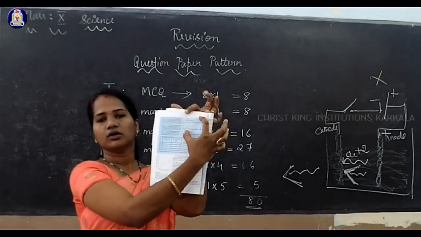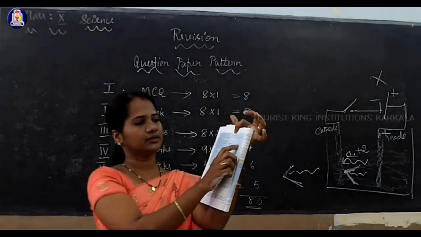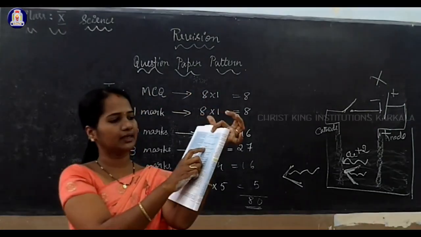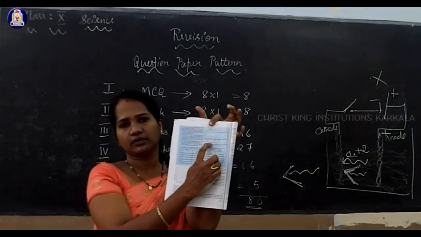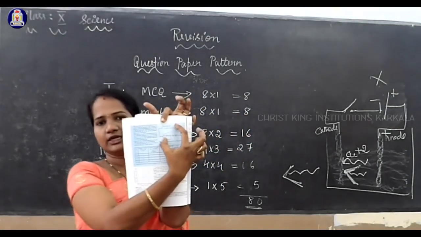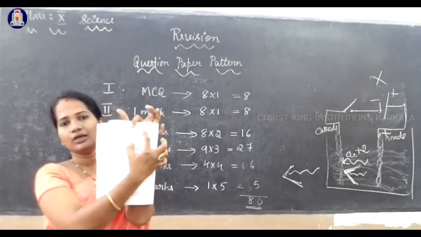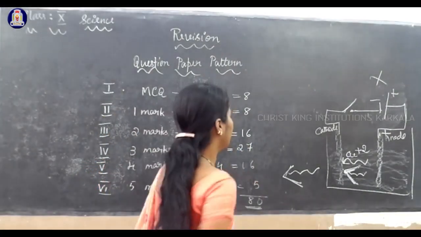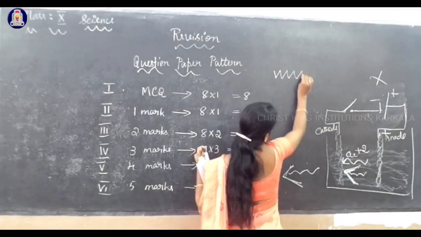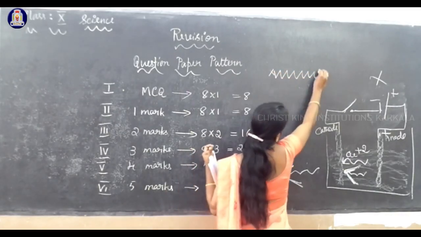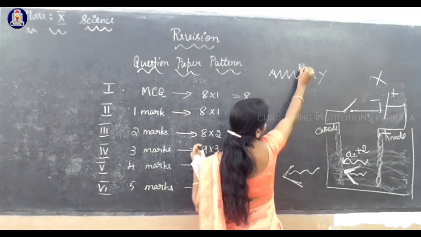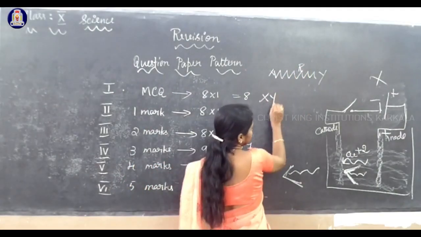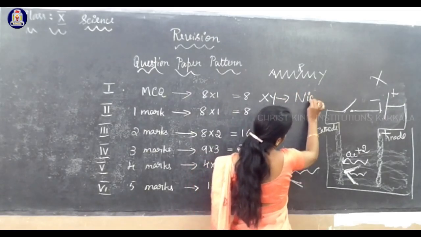Here don't worry about the parts. A means ammeter, K means plug key, V means voltmeter. This diagram you have to study for your exam. And here XY is given. This side is X, this side is Y, and this is R. R means resistance. XY is a nichrome wire.